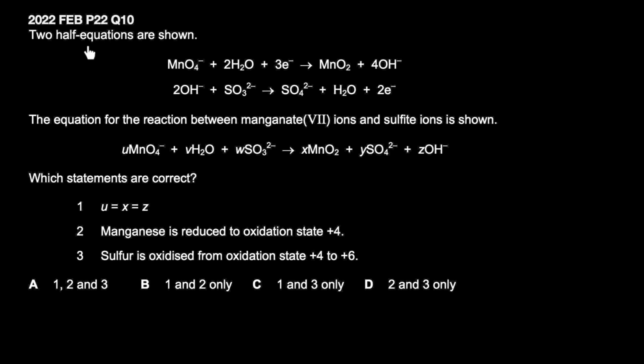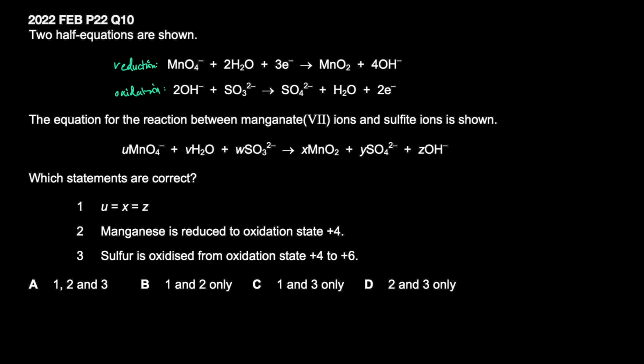Two half equations are shown. The equation for the reaction with manganate 7 ions and sulfite ions is shown. Which statements are correct? So we need to balance this equation first to figure out which statements are correct. In order to write the balanced equation, we have the two half equations. We have manganate 7 ions, which are undergoing reduction. So manganate 7 is the oxidizing agent. This is the half equation for reduction, and this is the half equation for oxidation. Here the sulfite ions are undergoing oxidation to sulfate.